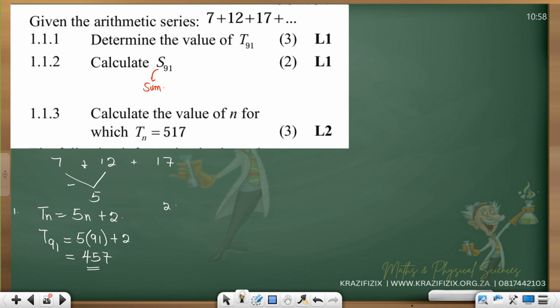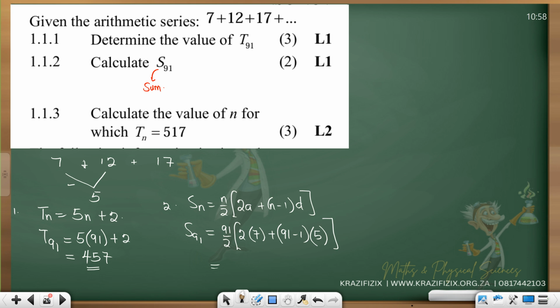Now number 2, grade 12, S91. Sn is n over 2, 2a plus n minus 1 d. So S91 would be 91 over 2. Do I know my first term? Yes, 7 plus 91 minus 1. And our common difference is 5.